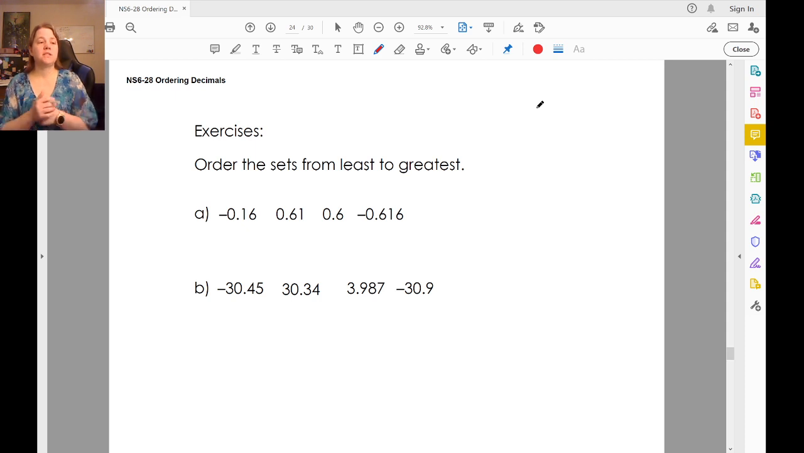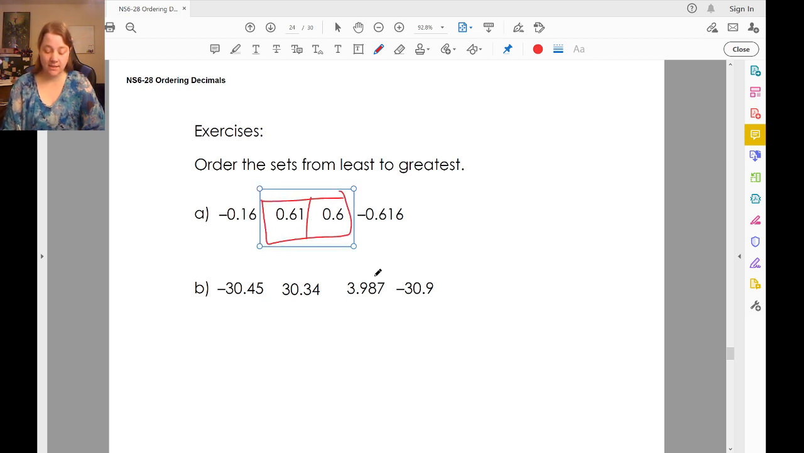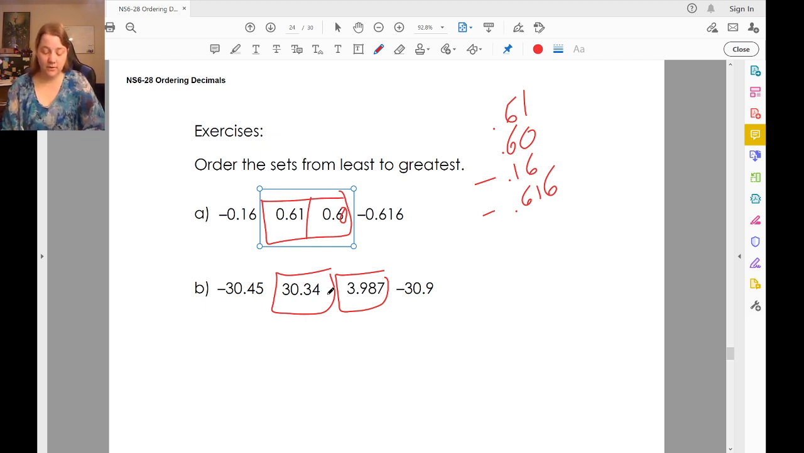So if we order these from least to greatest, the first thing we look at, which ones are positive? These are positive. These are positive. So we know that these have to come first. So which one's bigger here? 0.6, 0.61. Let's add in that 0. That becomes 0.61, 0.60. Then we get into the negatives, and this is where it flip-flops. Negative 0.16, negative 0.616.